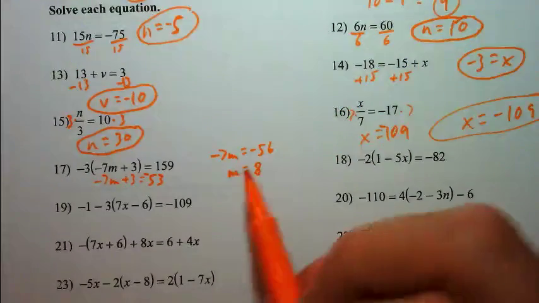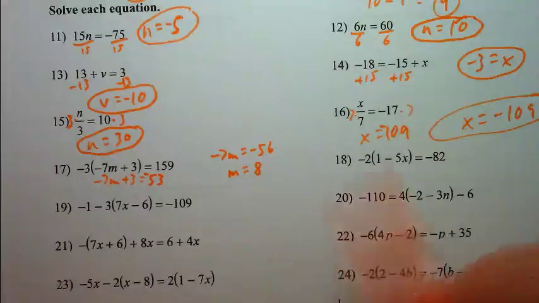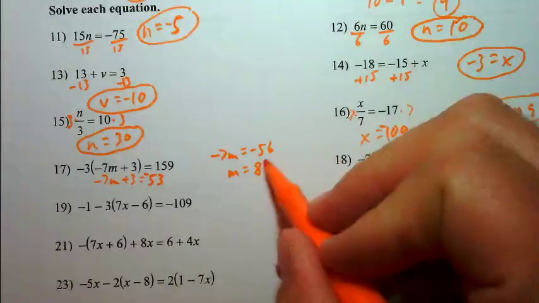It's a positive 8 because a negative divided by another negative gives you a positive. So that's for 17.